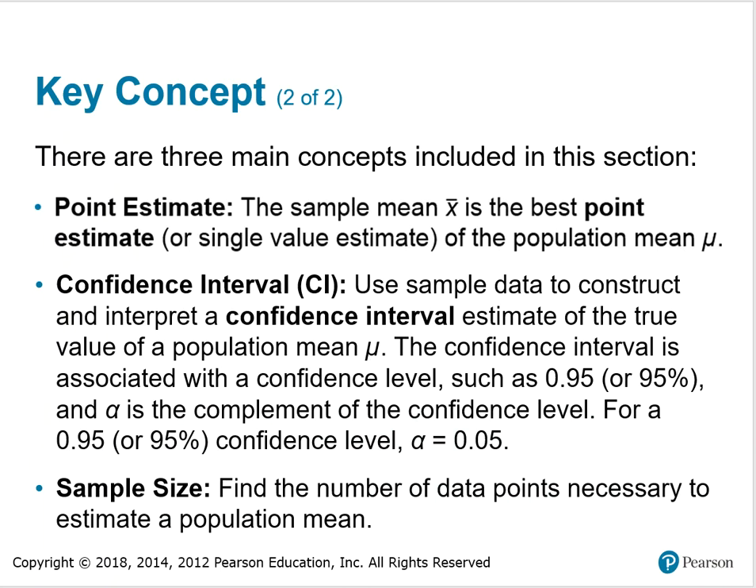Three main concepts included in this section are the point estimate. The sample mean x bar is the best point estimate, or single value estimate, of the population mean mu. Confidence interval, CI. We use sample data to construct and interpret a confidence interval estimate of the true value of a population mean mu. The confidence interval is associated with a confidence level, such as 0.95 or 95%, and alpha is the complement of the confidence level. For a 0.95 or 95% confidence level, alpha is 0.05. And then we'll be finding a sample size, which is the number of data points necessary to estimate a population mean.